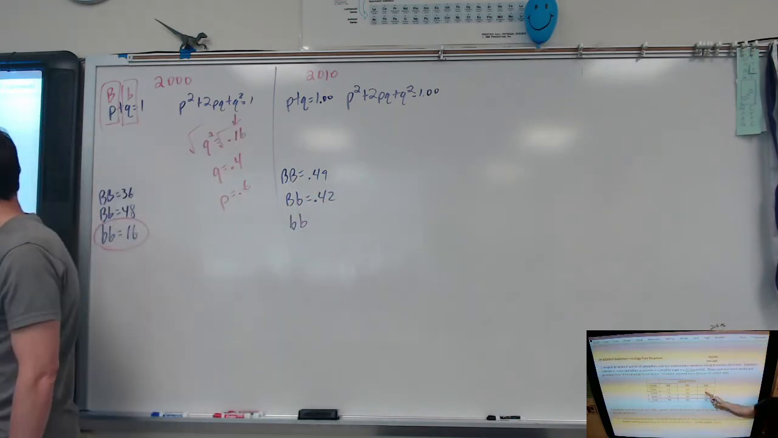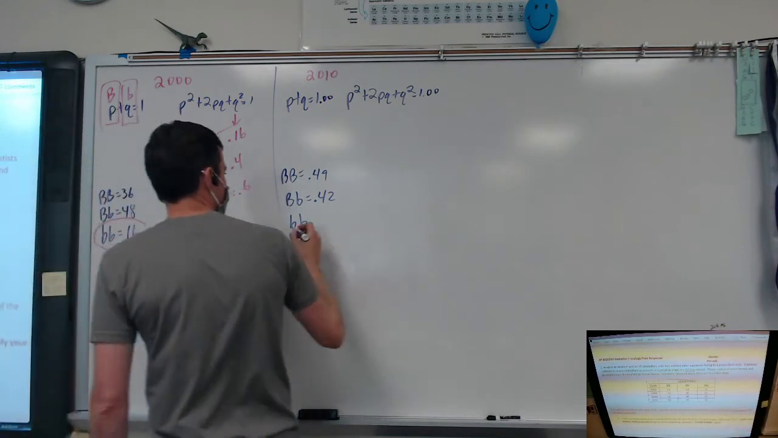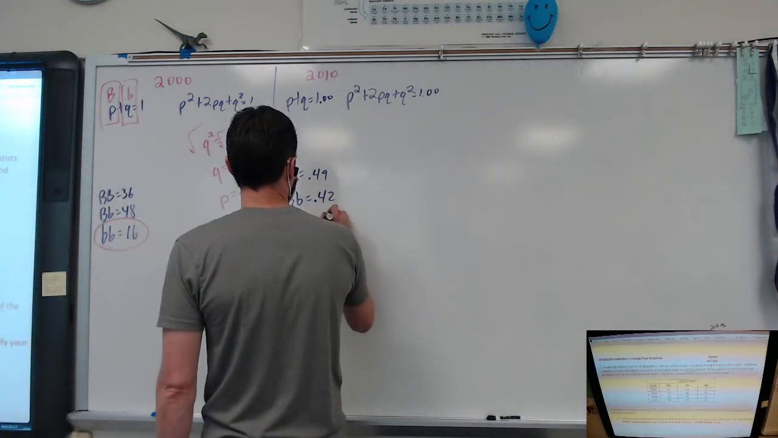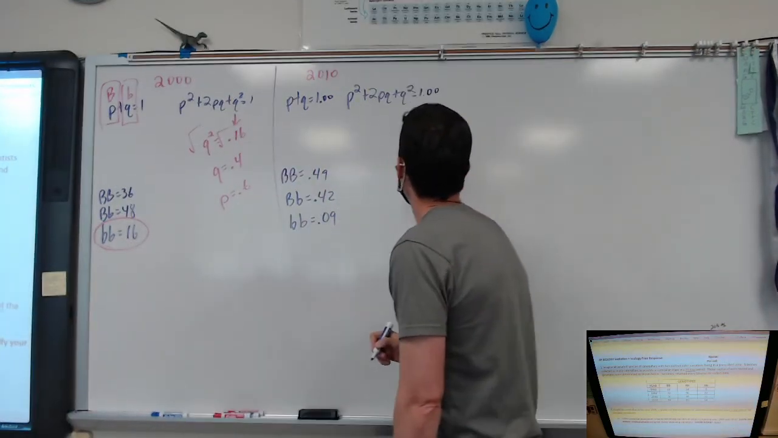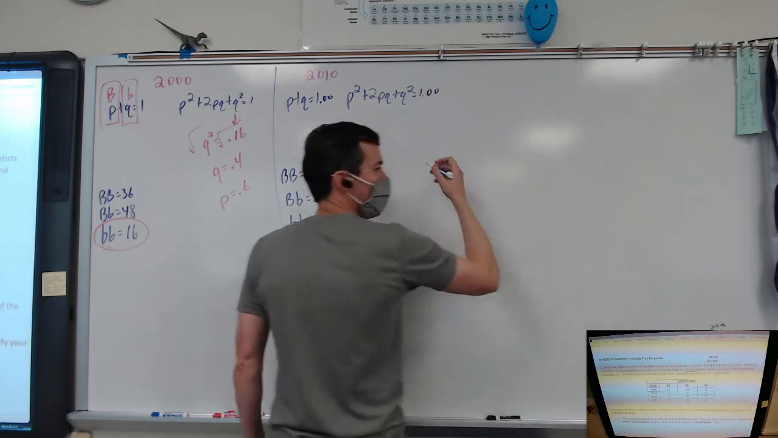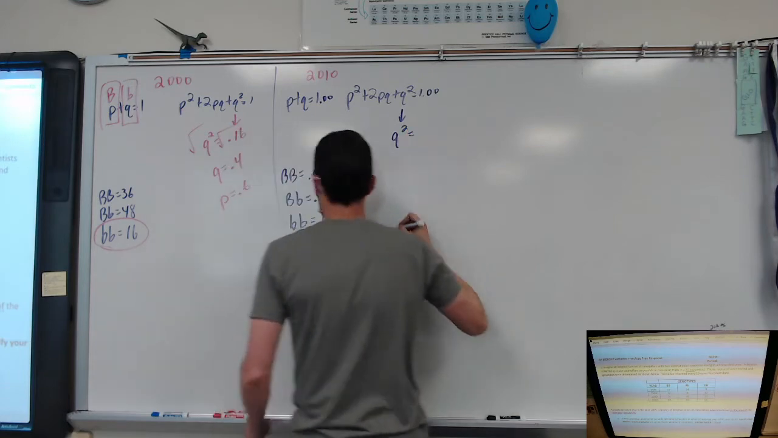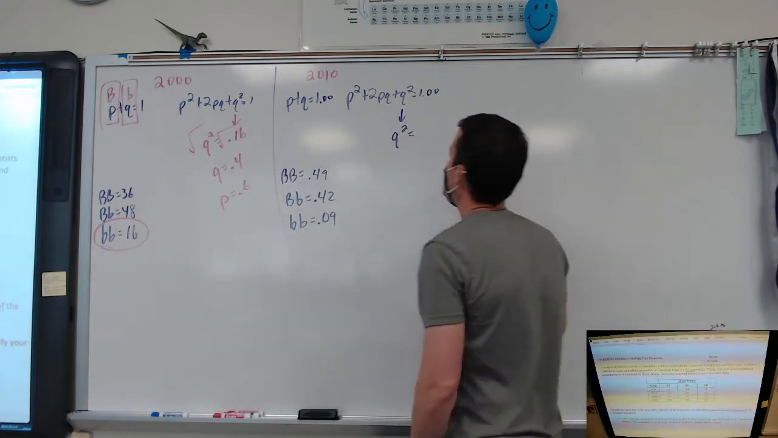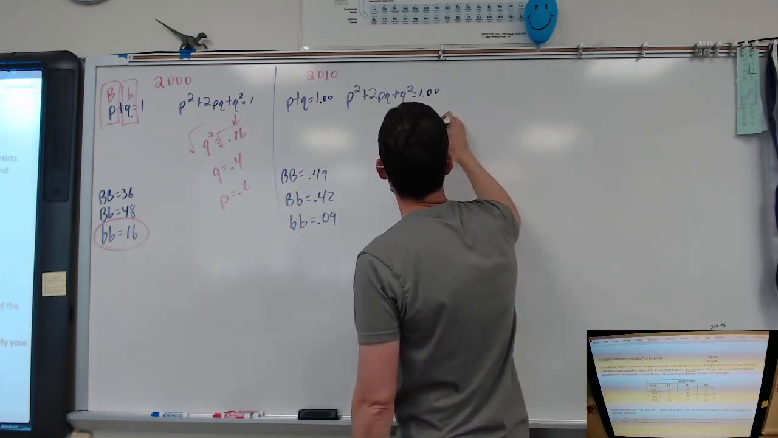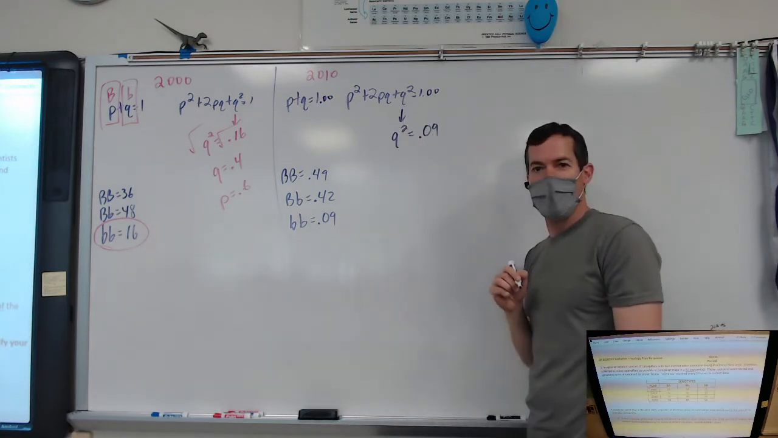And little b, that'd be 9%. All right, so same thing as before. Q squared is little b, so that's 0.09. That's the piece of information that I want to use.